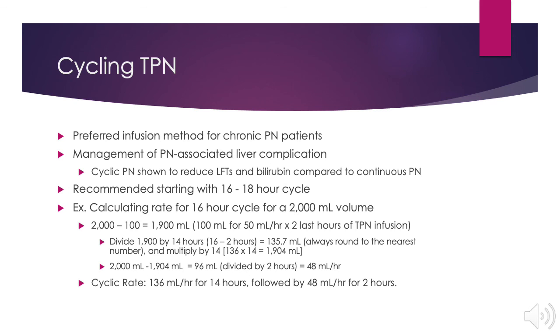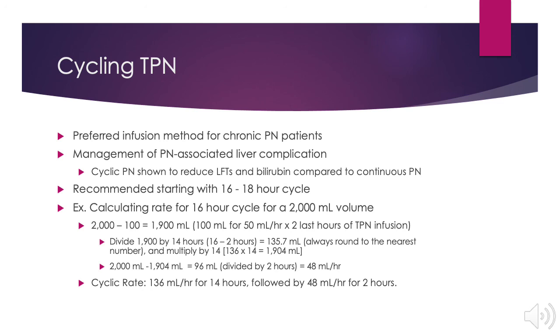The administration method for TPN may vary from continuous, meaning 24-hour continuous infusion, to cyclic TPN. Cyclic TPN is a preferred infusion method for patients who are chronically TPN dependent. Cycling the TPN makes the patient more independent and able to be disconnected from the IV pump for a number of hours in a day.